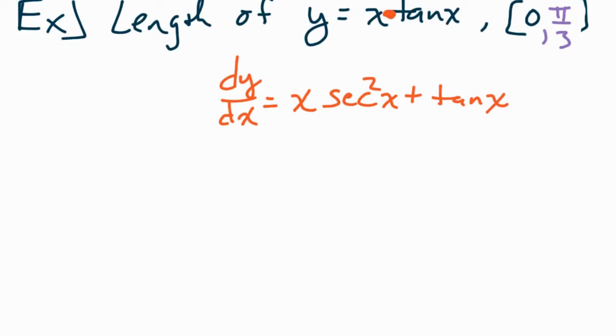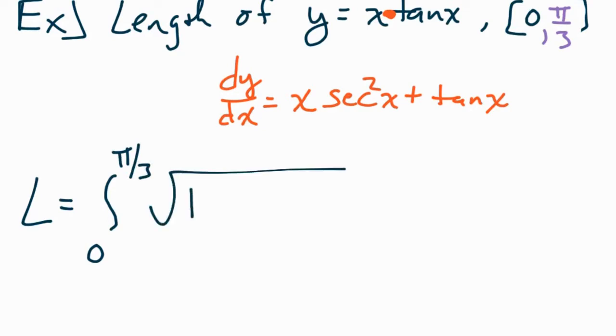Of course, that's just 1. So we have ourselves a derivative so that we can plug it into the integral of the square root. It's always the square root of 1 plus the derivative squared. And of course, now it's from 0 to pi over 3. Now, doing the integral of the square root of 1 plus the quantity secant squared x plus tangent x, squared, is quite challenging, even using fnInt.